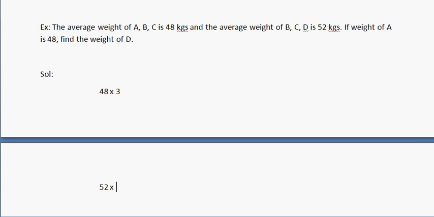Sum of BCD's weight would be 52 multiplied by 3. If we subtract this, what do we get? We would get weight of D minus weight of A, which is coming out to be 9, right? It would be 3 multiplied by 52 minus 48, which comes out to be 9. Now this is D minus A. We know A is 48, so D would be 48 plus 9, which becomes 57. So that's how we do these kind of questions.